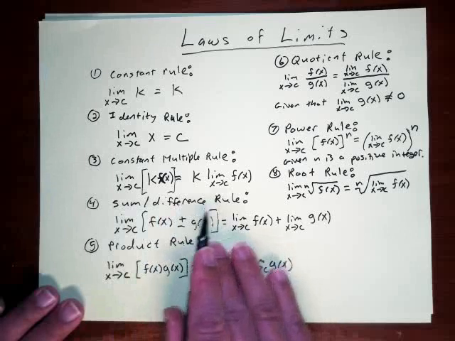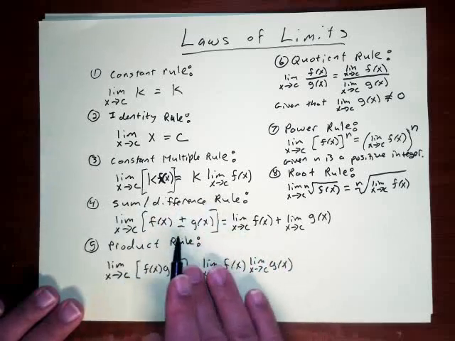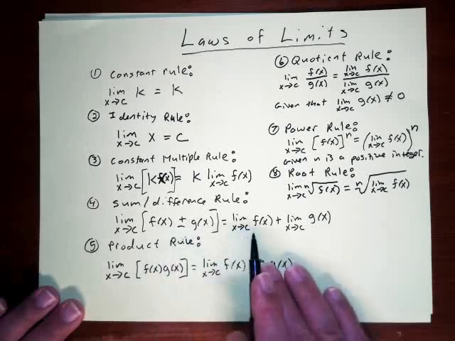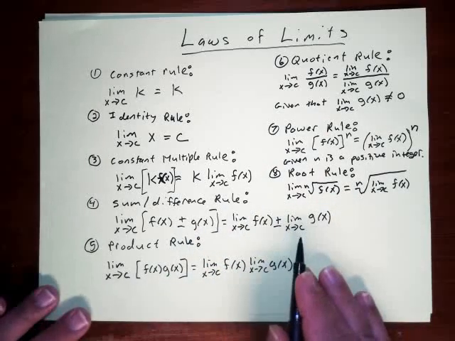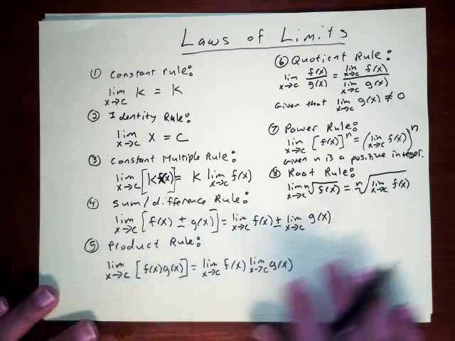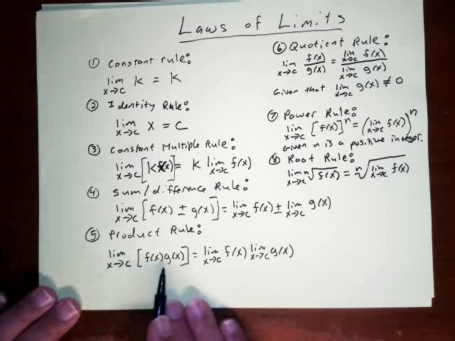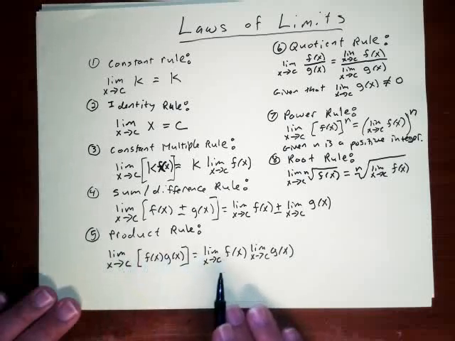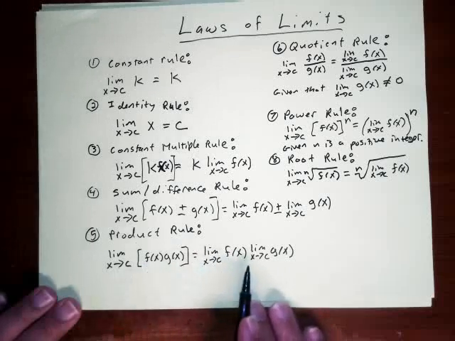Then you have this sum difference rule, which we used, which is the limit as x approaches c of the sum or difference of two functions is the sum or difference of the limits of the two functions. Okay, you can also do a product rule where the limit as x approaches c of the product is equal to the product of the two limits. Same idea, you can split this up even over a product. Okay.